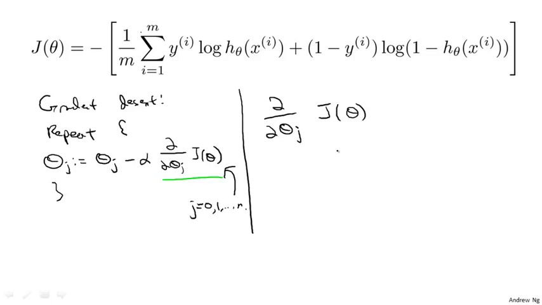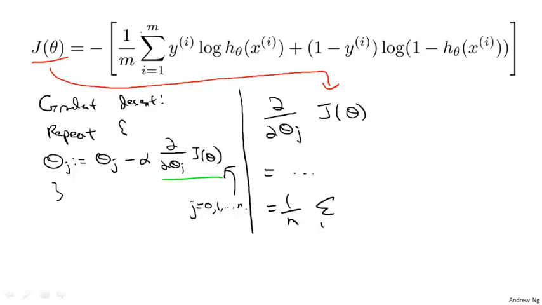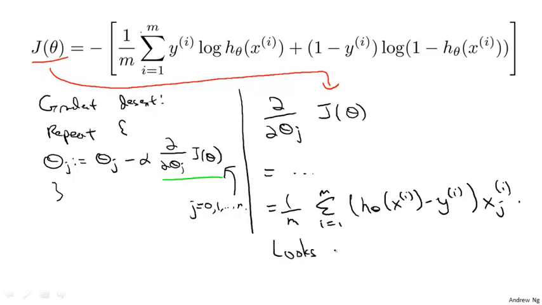So it turns out if you take J of theta and plug it in here, and you know enough calculus to carry out this partial derivative, after some amount of algebra, which I'm not going to do, if you compute the derivative, you end up with this formula, times x_j to the i. And the surprising thing about this is that it looks cosmetically the same as what we had in linear regression.